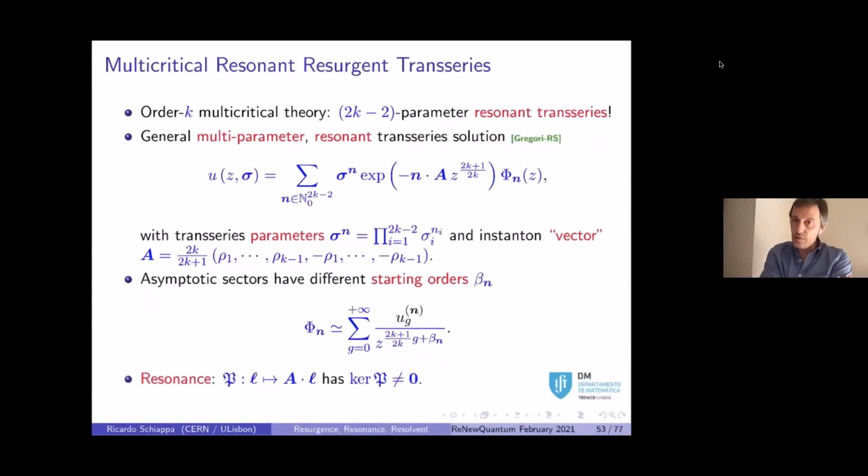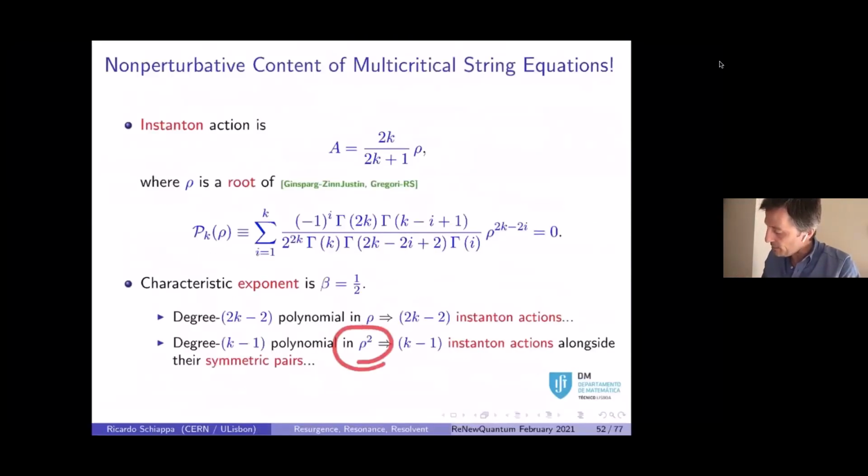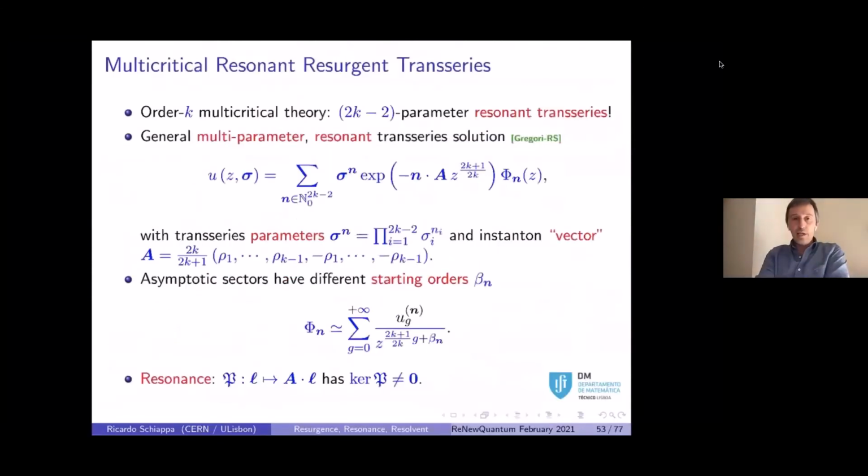The order k multicritical theory should be a 2k minus 2 parameter resonant transeries. Resonance coming from this fact here. That's what the transeries should look like. So I should have 2k minus 2 parameters, an instanton action vector which has k minus 1 guys and minus k minus 1 guys, and then asymptotic sectors where I would have to find those coefficients, and you can find them for a lot of problems. And resonance means that the kernel of this thing is different from 0.